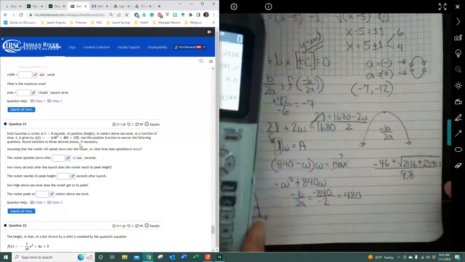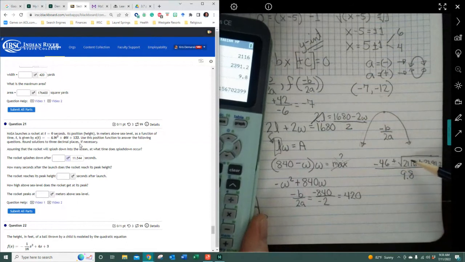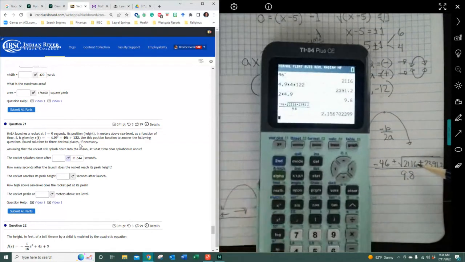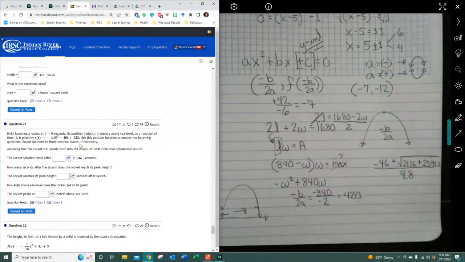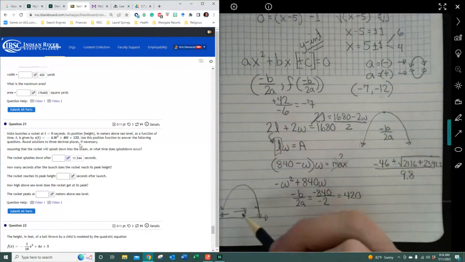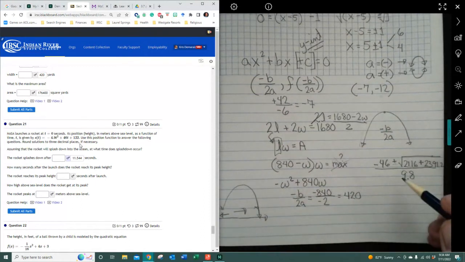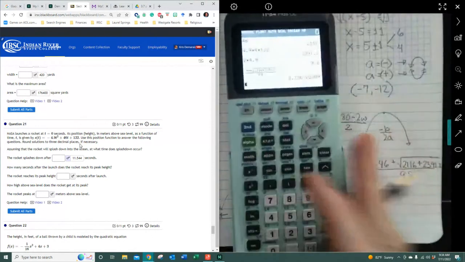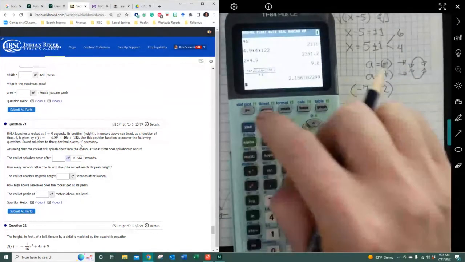What did I do? No. All right, so I'm getting something that's a little goofy. So I'm going to go ahead and take a look at this one. I'm not getting an answer. All right, assuming the rocket splashes down after blank seconds, so we're looking at when it hits 0, and that's the answer we're looking for. Oh, maybe that's what it is. This is negative, but that shouldn't make a difference. Maybe it does. Hold on.